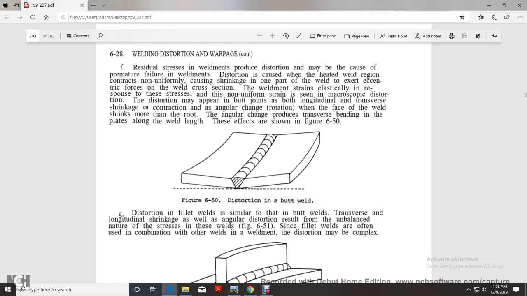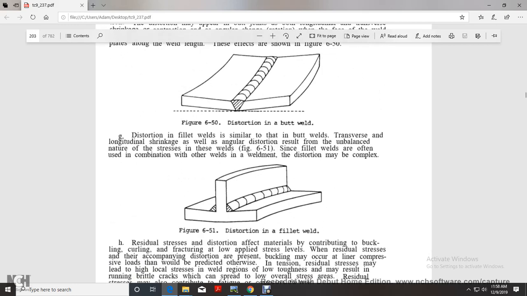Rotation occurs when the face of the weld shrinks more than the root, an angular change. This produces transverse bending of the plates along the welded length, with the effects shown in the figure. Figure 650 shows the distortion of the butt weld. Distortion of the butt weld.